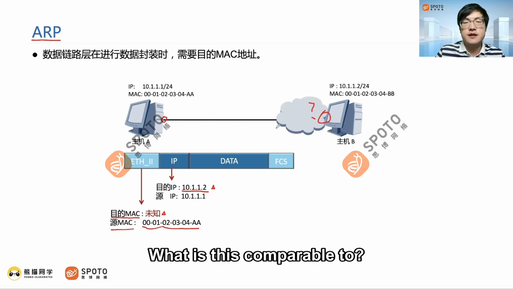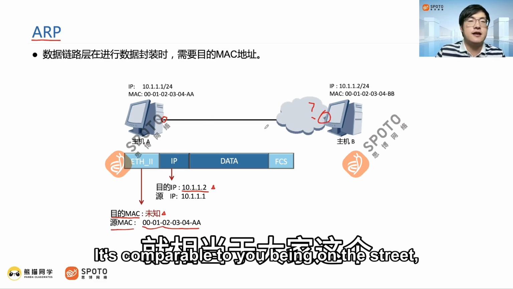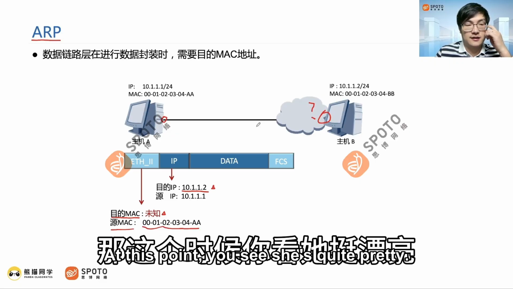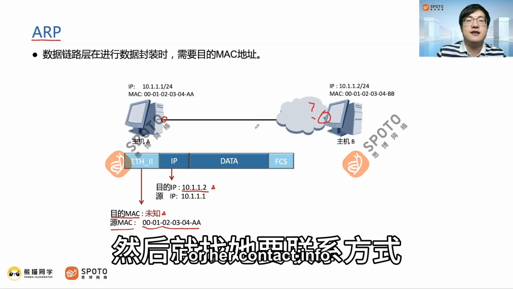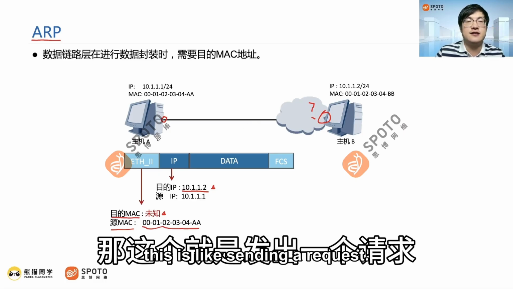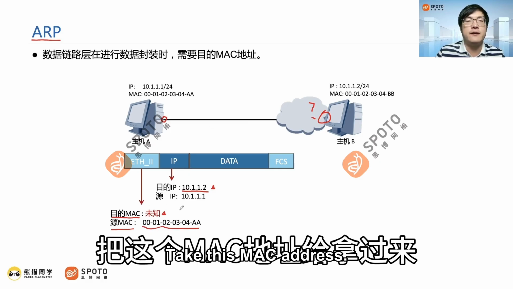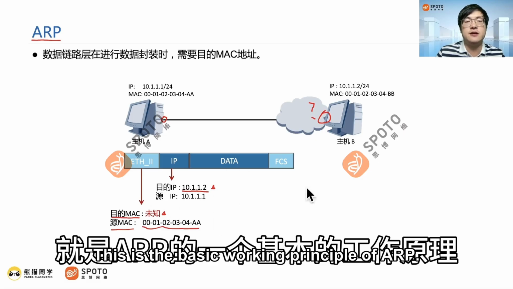What is this comparable to? It's comparable to you being on the street and running into a girl, and at this point, you see she's quite pretty. Then you ask her for something, for her contact info. Right? So this is like sending a request. Then the other party tells you her contact info. Take this MAC address. This is the basic working principle of ARP.